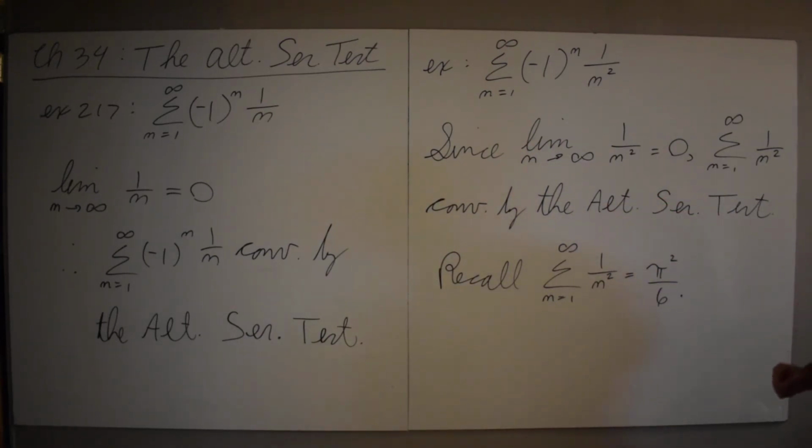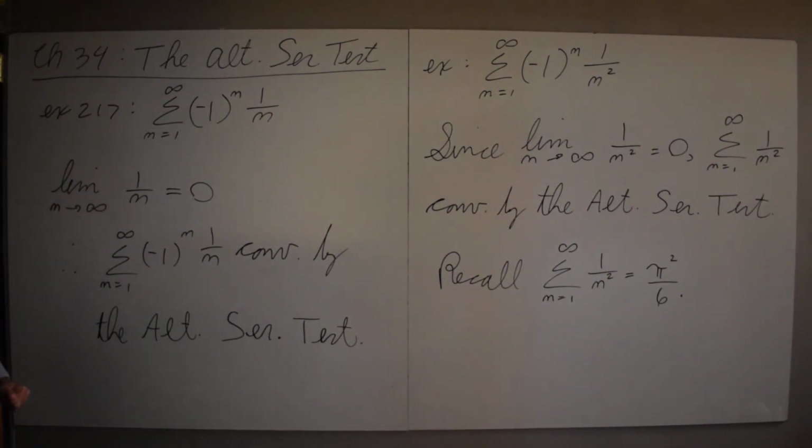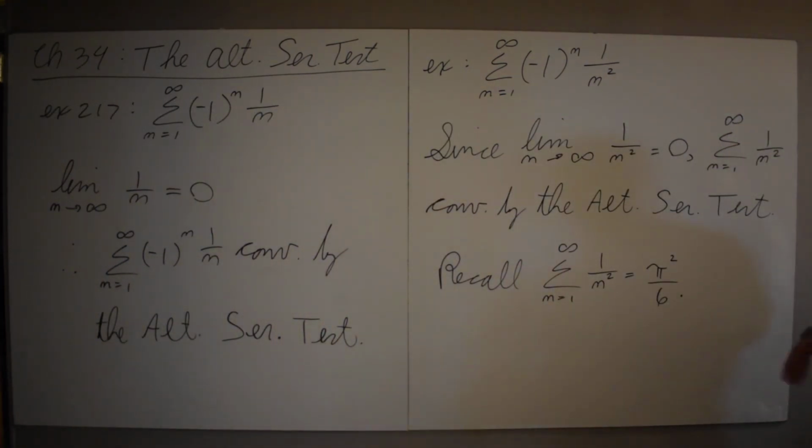The first series, in example 217, this series also converges by the alternating series test, but it's conditionally convergent and it's not absolutely convergent. Why am I telling you this? Because students will often say that something is absolutely convergent by the alternating series test. Series are not absolutely convergent by the alternating series test. They're convergent by the alternating series test. They may or may not be absolutely convergent. But the alternating series test doesn't tell you if something's absolutely convergent or conditionally convergent, just that it's convergent.